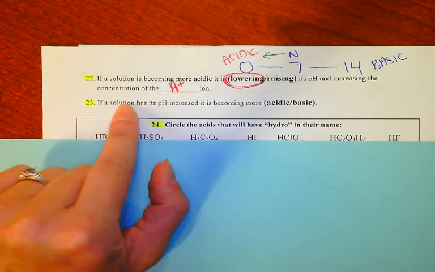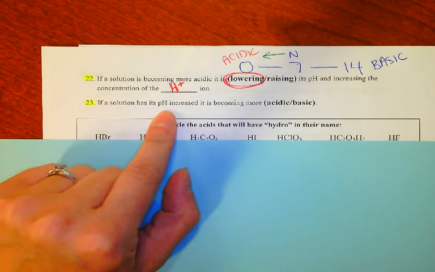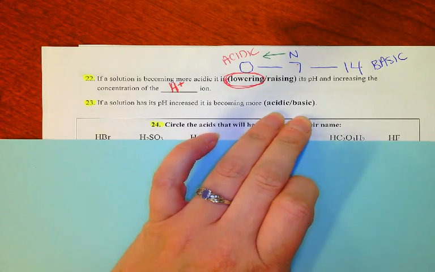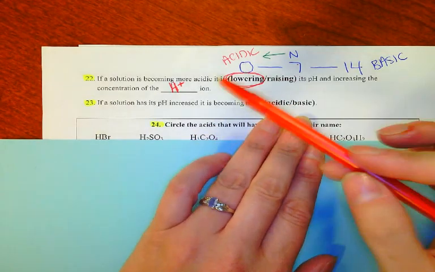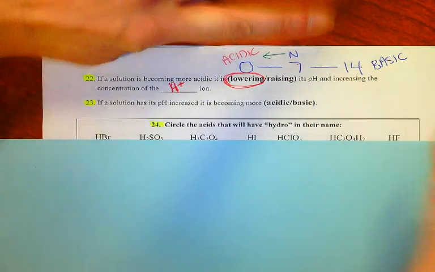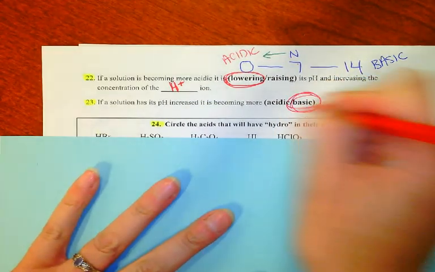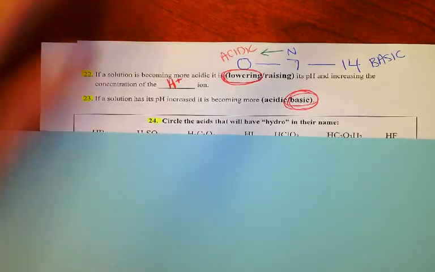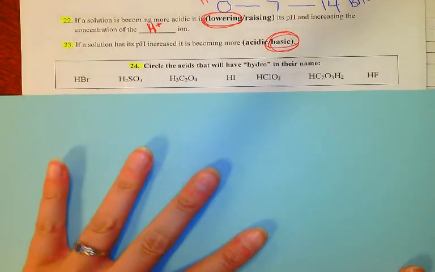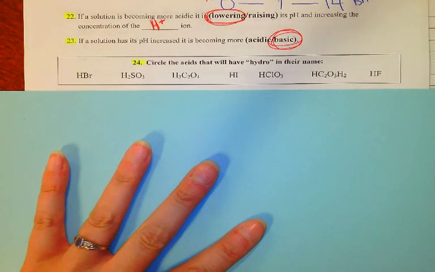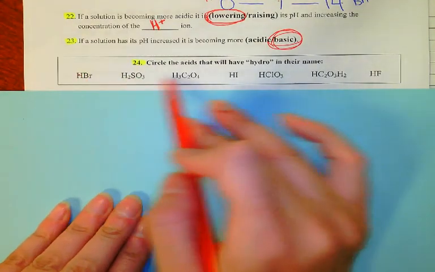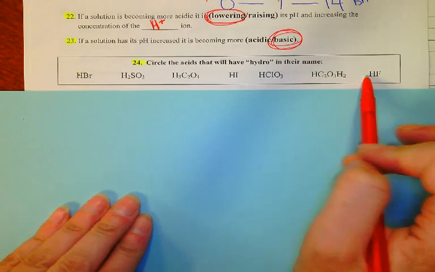If a solution has its pH increased, it's becoming more. Increased means bigger. So if your pH is increasing, that means you're moving this direction. You're getting more basic. Okay, 24 is a huge skill. You're probably very frustrated with naming and formula writing if you don't know how to do number 24. It says to circle the acids that have hydro in their name. They all start with H, so all of their names end with acid.